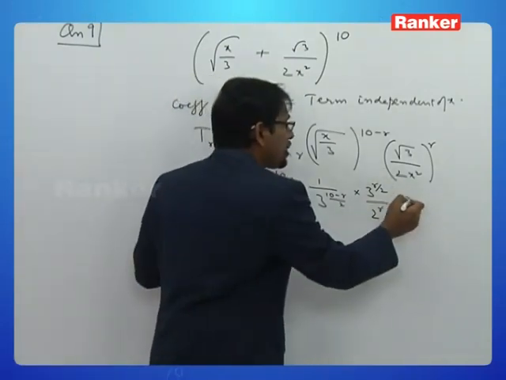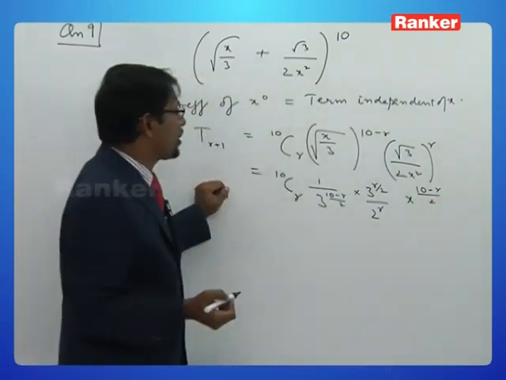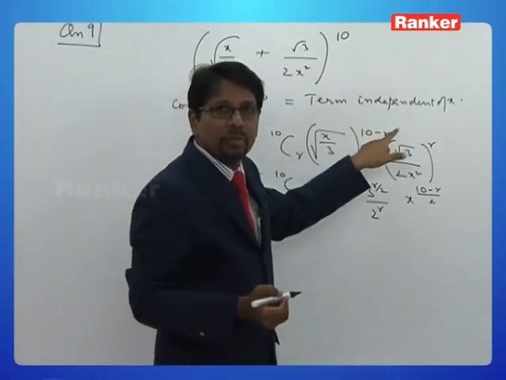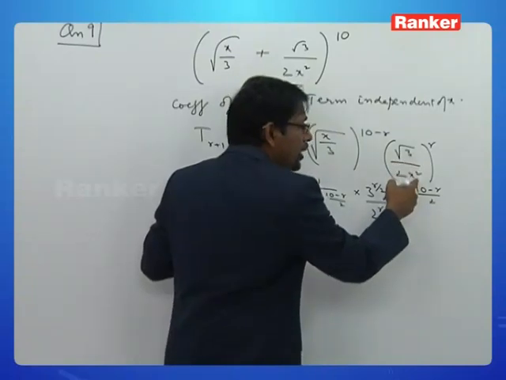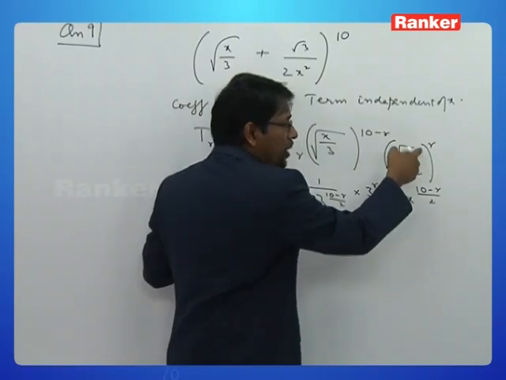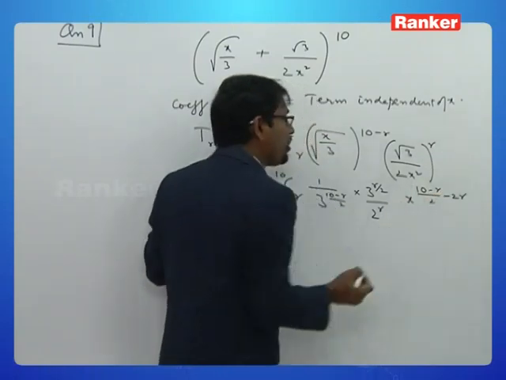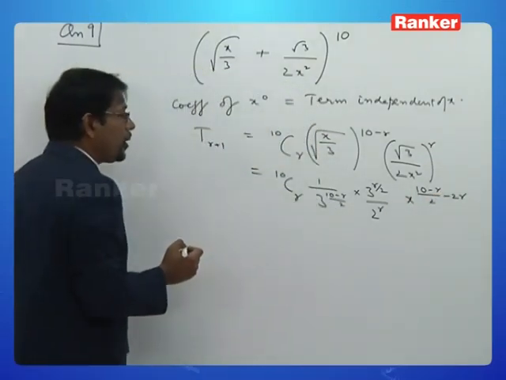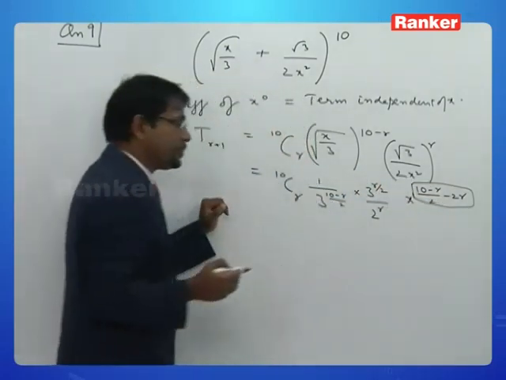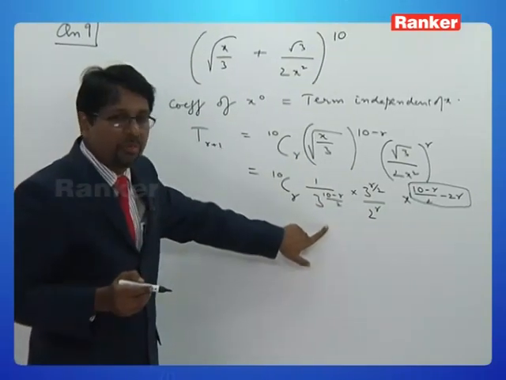Now let's group the x power terms. Root x raised to the power 10 minus r will be x power (10 minus r) by 2. And now here x square is in the denominator. When raised to the numerator, it is x power minus 2. X power minus 2 raised to the power r will be minus 2r there. So that will club it here. Now, what is the r for which this part becomes 0? That's what we have to look at. And then that value of r will be substituted here. Then you get the term independent of x.